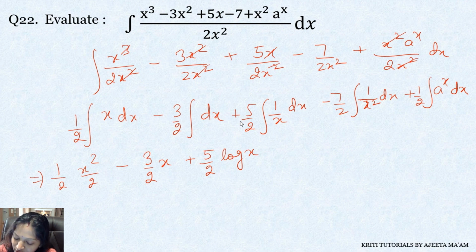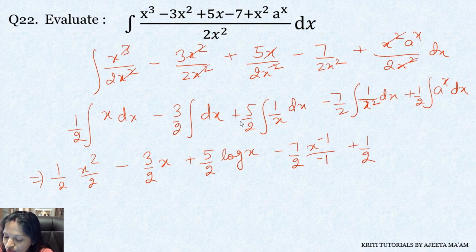Now here we get minus 7 by 2. What is the integral of x raised to minus 2? X raised to minus 1 upon minus 1. So now plus 1 by 2. Now the integral of a raised to x is a raised to x upon log a. This also we have done in the previous questions. Now, this minus 1 is there, so this will become plus if I remove this, correct? So let me remove this.